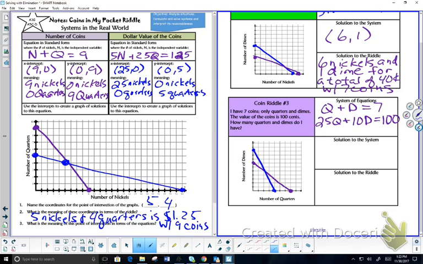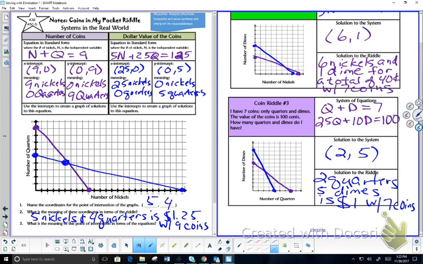What's your solution? I got 2, 5. What does it mean? 2 quarters and 5 dimes. 5 dimes is how much? 50 cents. So 2 quarters and 5 dimes is 100 cents, or a dollar. With how many coins? 7 coins. Good job. Questions, problems?